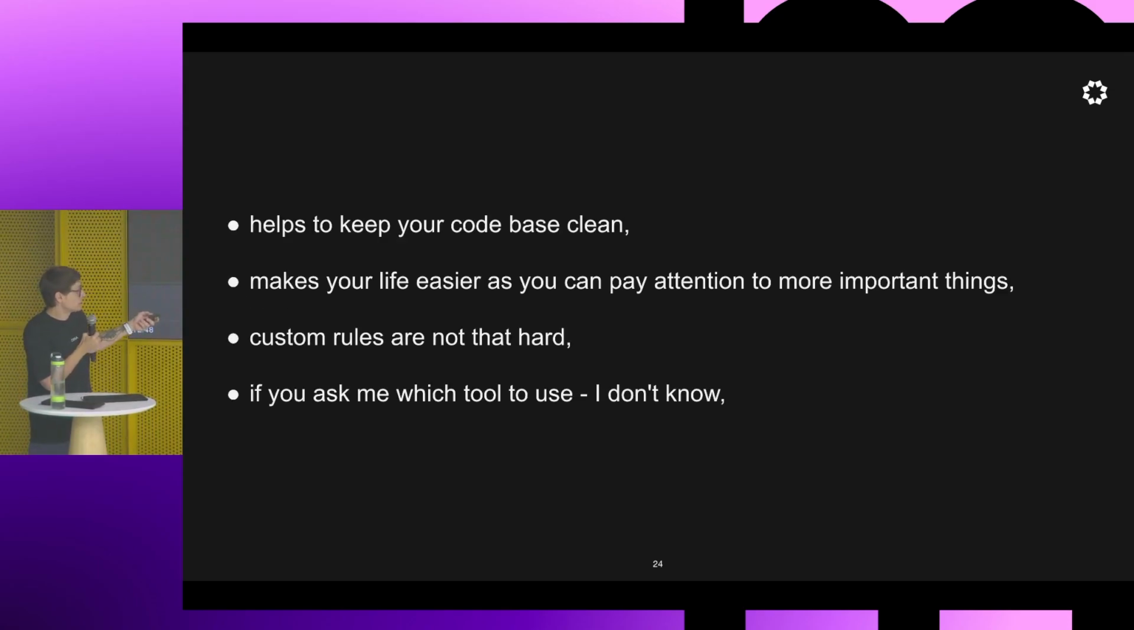So what about the conclusion? Linters are really good stuff. They help you keep your code base clean. You can even adopt custom company code style rules really fast, and pay attention to more important things like writing the logic itself. Writing a custom rule is not that hard, so just give it a try. There are probably cases in your code base or project that you might want to automate.